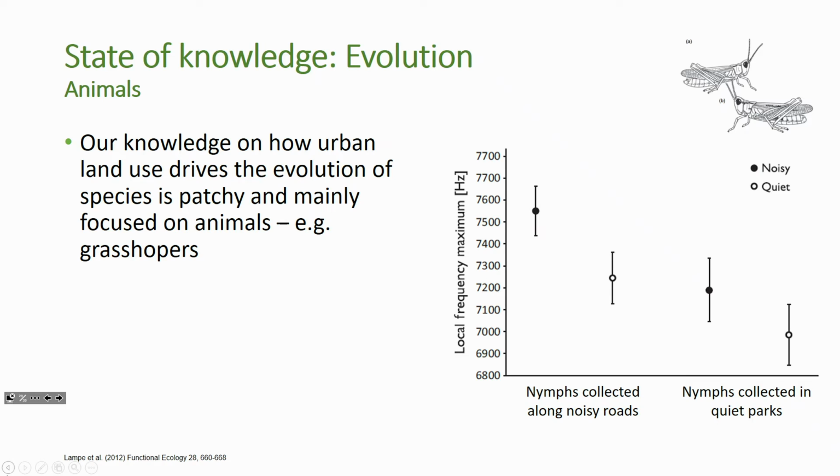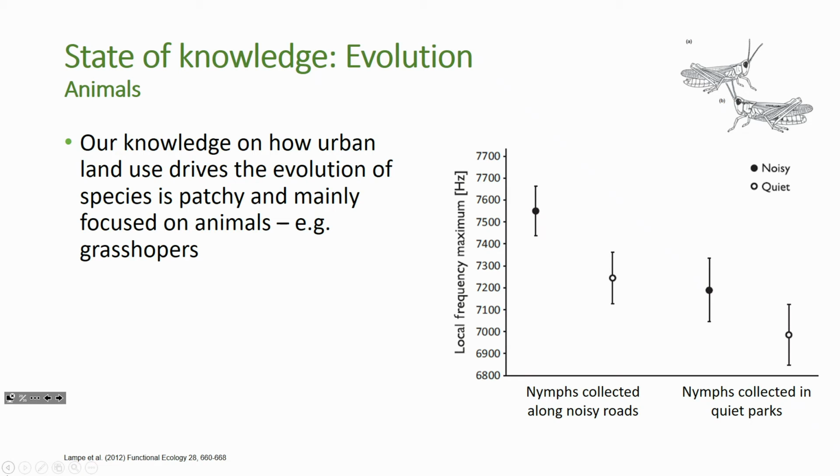Maybe some words anyway on the effects of urbanization on the evolution of species. I told you this is an emerging topic, and just shortly, the hypothesis is that urbanization, because it has such strong effects on environmental conditions, should also have the potential to really affect the evolution of species.